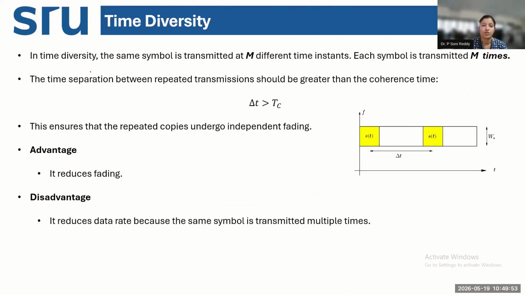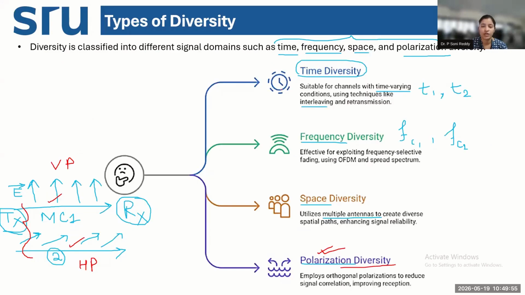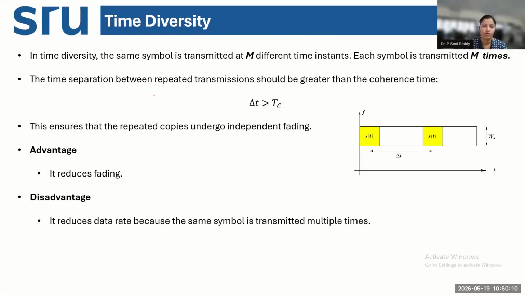Next, we have something which is called time diversity. So now we have classified this broadly. This is my first classification, this is second classification, this is my third classification, and this is my fourth classification. This is broader classification. Now we will go through it one by one.